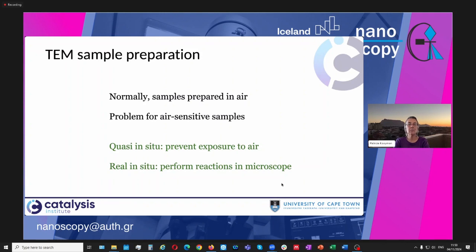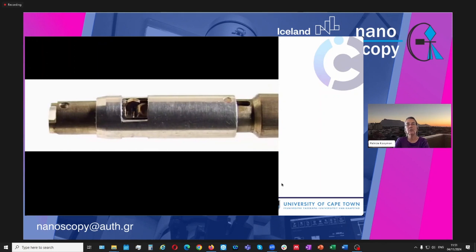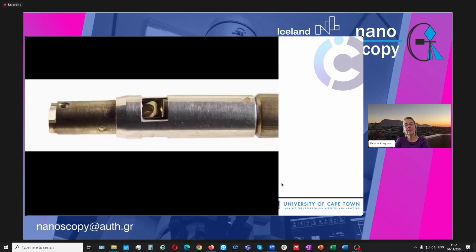But first, let's briefly look at the quasi-in situ stuff, where you would use a TEM holder like this, and this black stripe here on the left is a Viton O-ring, and there's another one inside that lid that is sliding. So you can close off this holder airtight.